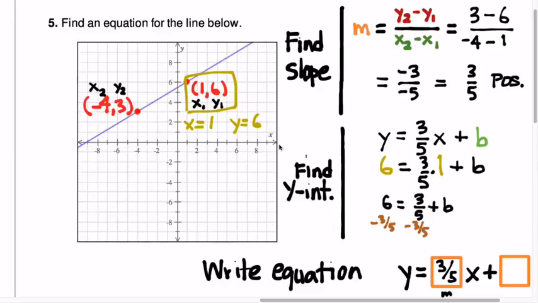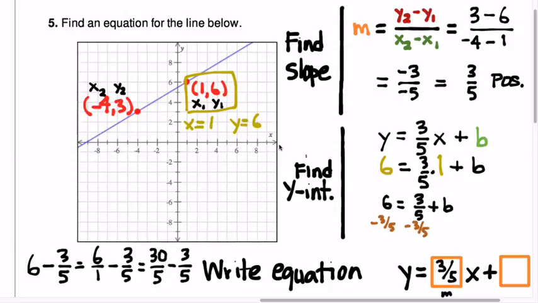6 minus 3/5. Quickly doing out that fraction arithmetic over here in the corner. Well, we have to put 6 on a denominator of 1. What's a common denominator for ones and fifths? 5. And so I'll have 30 over 5 minus 3 over 5. And 30 minus 3? 27. 27 over 5 doesn't reduce. So what I end up with is 27/5 equals b.